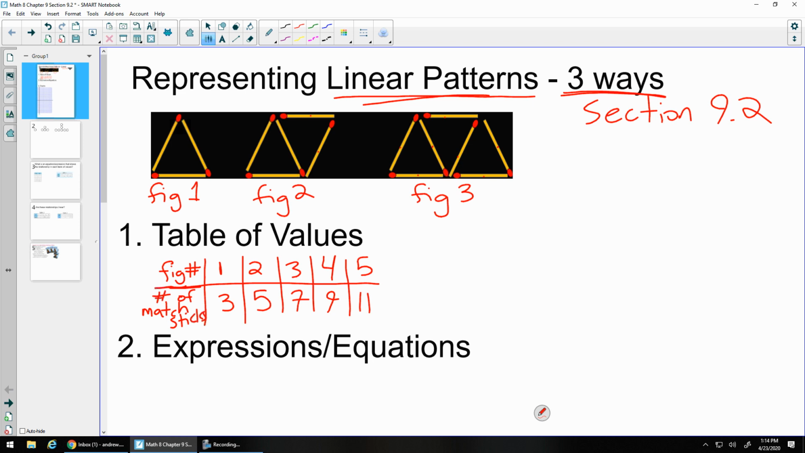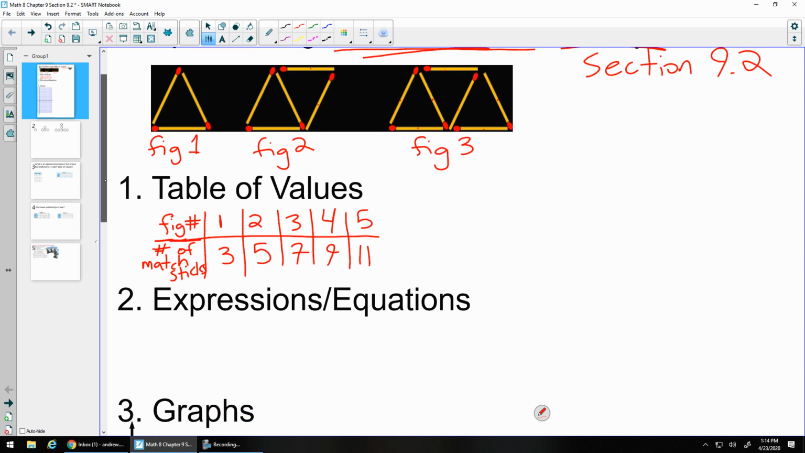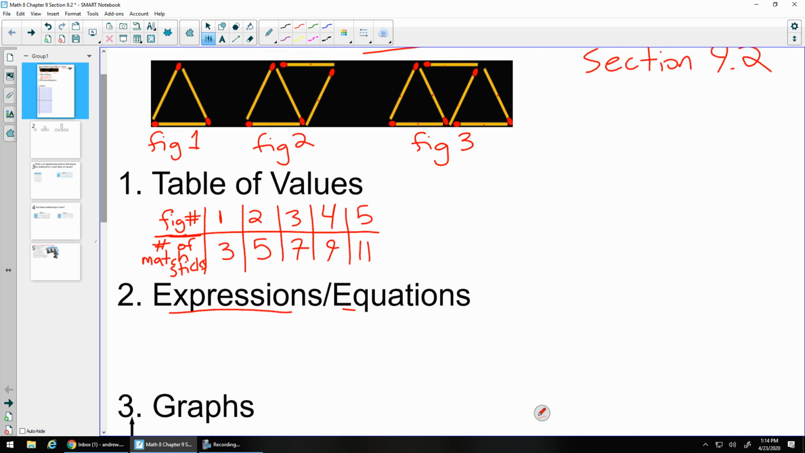Now, another way that we can show a linear relationship is with an expression or an equation. The easiest way to figure out this expression showing the relationship between figure number and matchsticks is actually to use our table of values. So making a table of values is very, very useful. It's what you'll be needing to do a lot this section and really just this chapter.